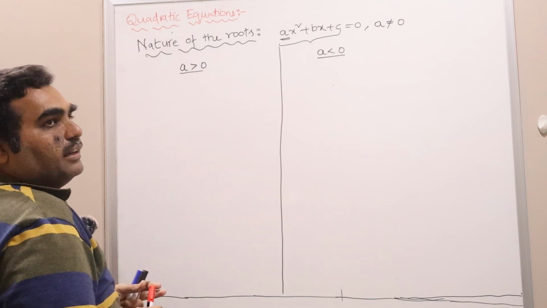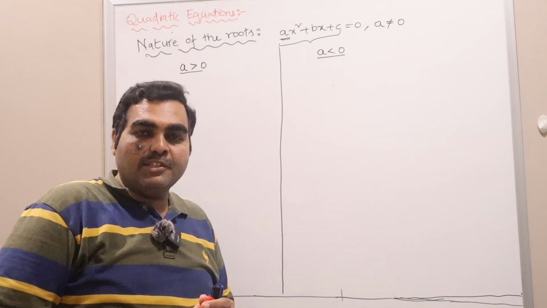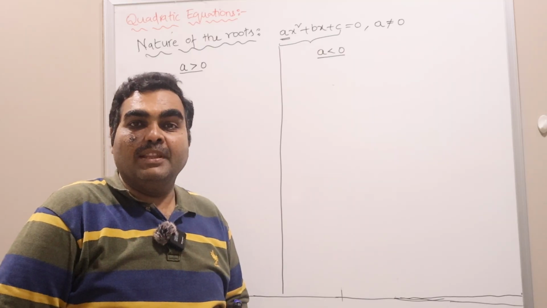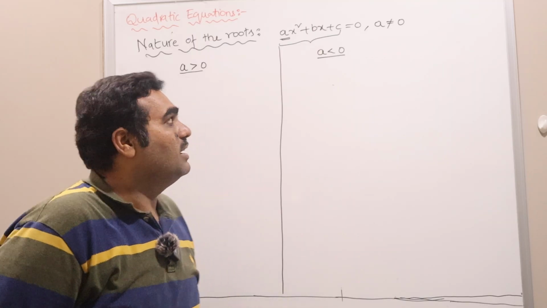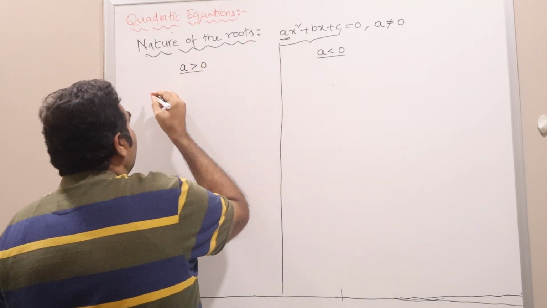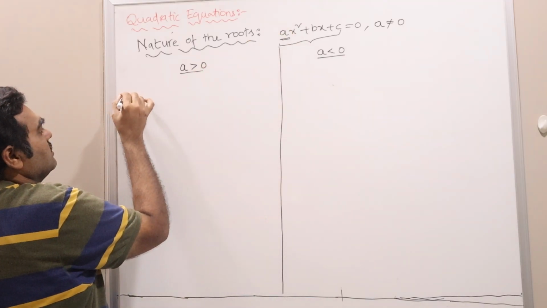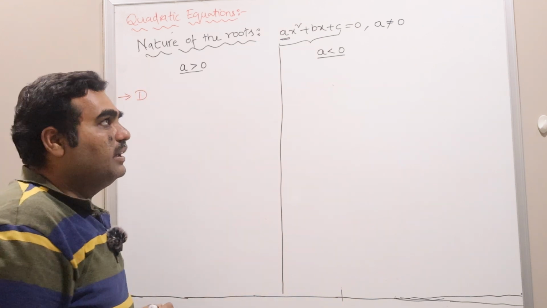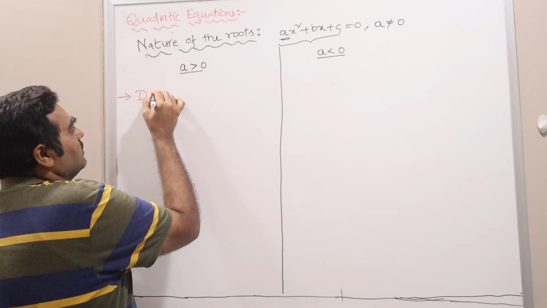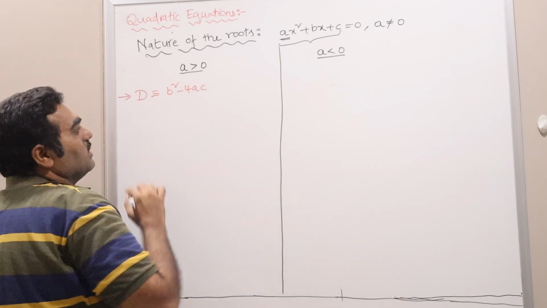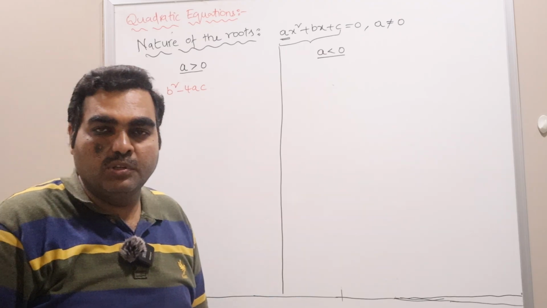When I talk about nature of the roots, if you recall, there is an important parameter called discriminant, which is represented by D, which is defined as b square minus 4ac. This is going to affect the nature of the roots.